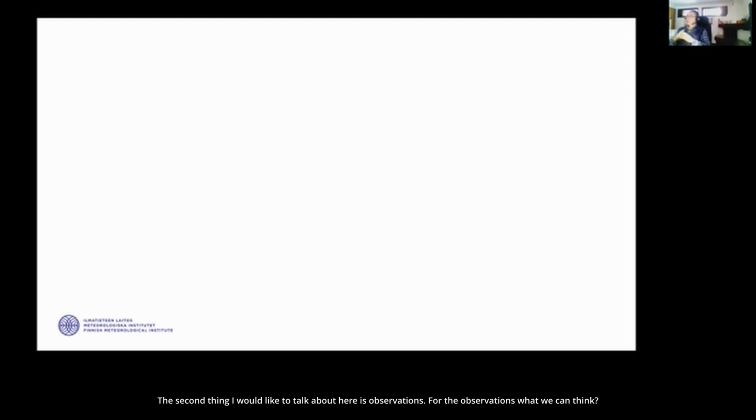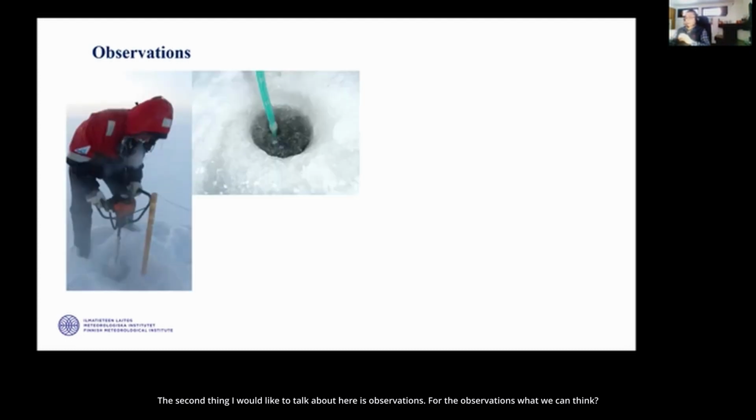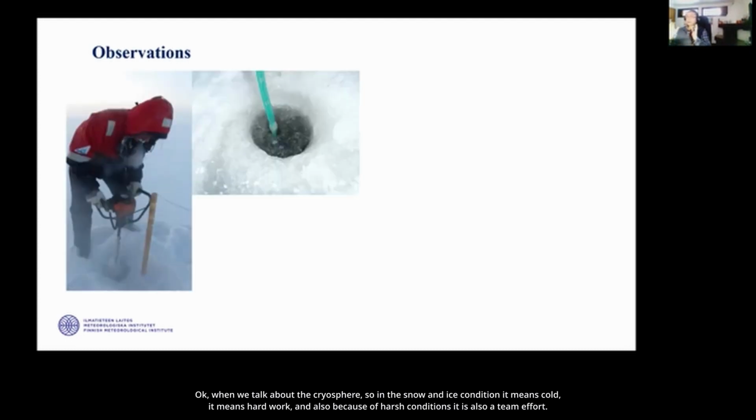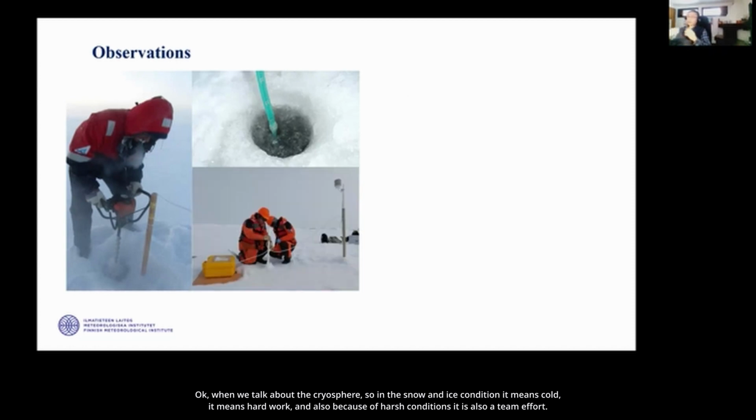The second thing I would like to talk about here is observations. We're talking about the cryosphere. In snow and ice conditions, it means cold, it means hard work. And because of the harsh conditions, it's also a team effort. We need people to work together, and we need to coordinate with each other to accomplish the task.